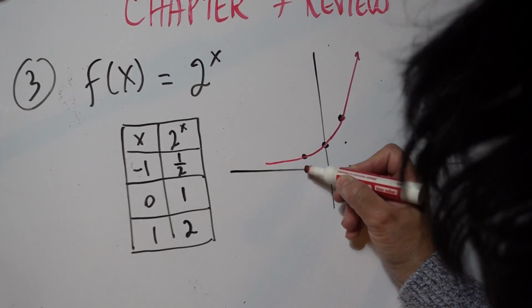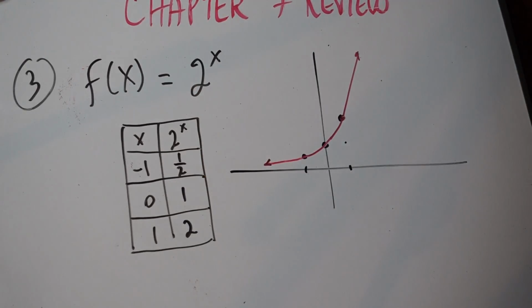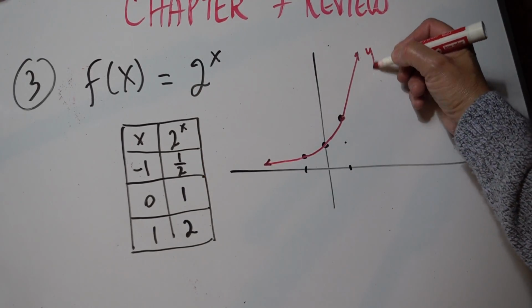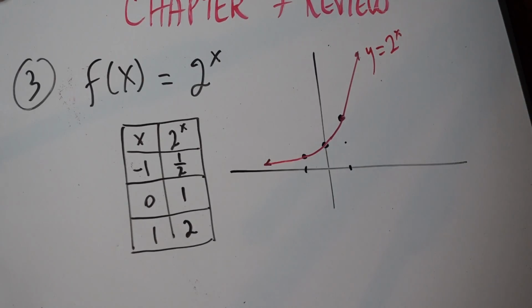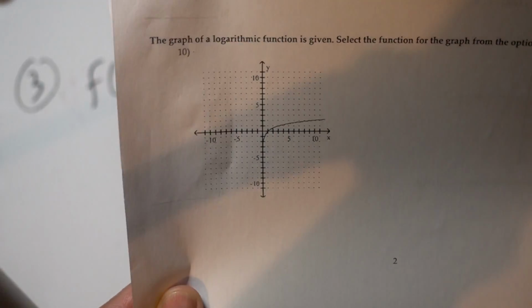And this is growth because 2 is greater than 1. So this is y equals 2 to the x. That's number 3. This is a very easy problem, but I wanted to include it because it's part of chapter 7. Number 10 is another one, but this function, I just want you to see it, is this one right here.